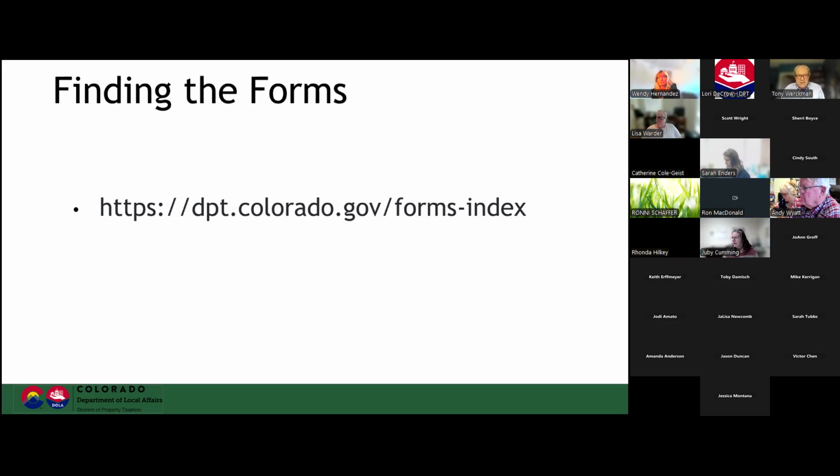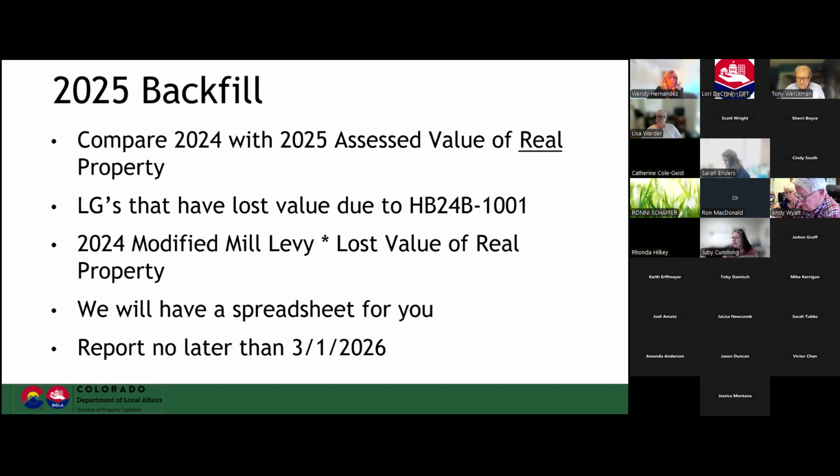So that's just sort of a public service announcement that you could share with your local governments if they're asking you. Tony, Andy, well, I had another question. Sure. On the slide before this one, the 2025 backfill, compare the 24 with 25 assessed value of real property. Yep. Assessed value. Yes. Real property. Does that include the school values?